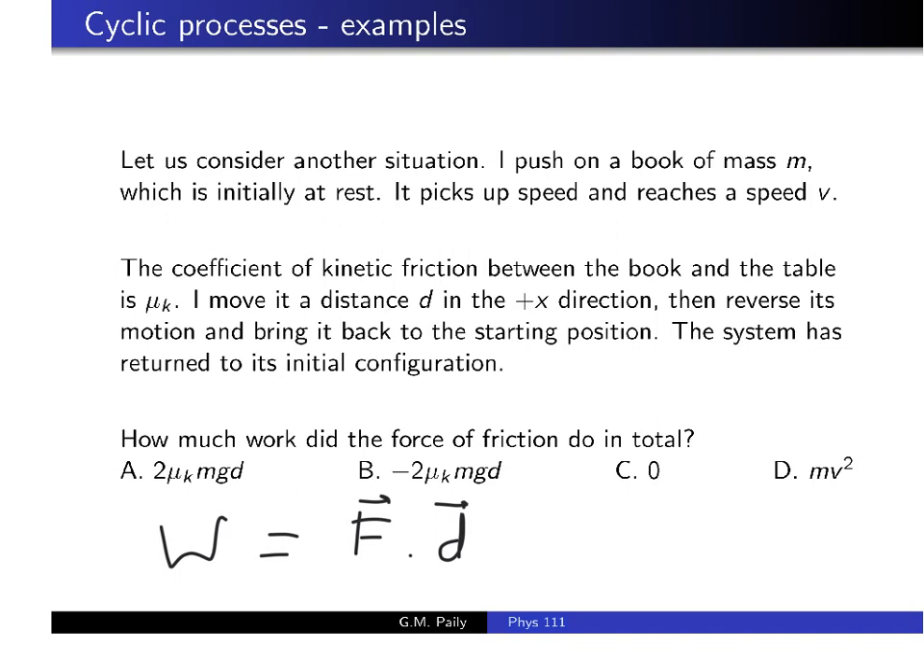Alright, so that covers one half, and then we move the book back to the left and we do the same amount of work. We again get a minus mu k mgd, and so the total amount of work done is minus 2 mu k mgd. But the important point is it is not zero.